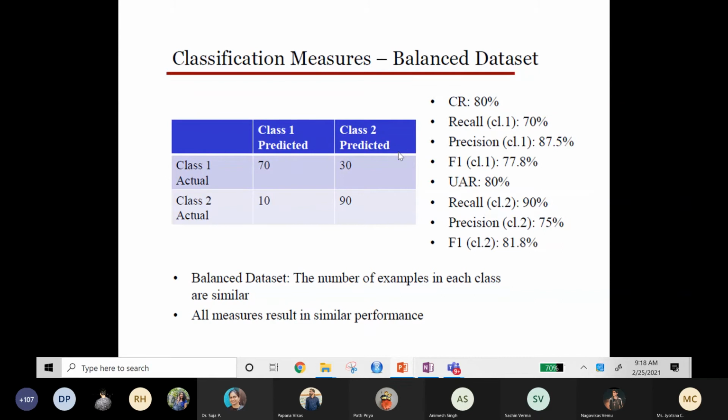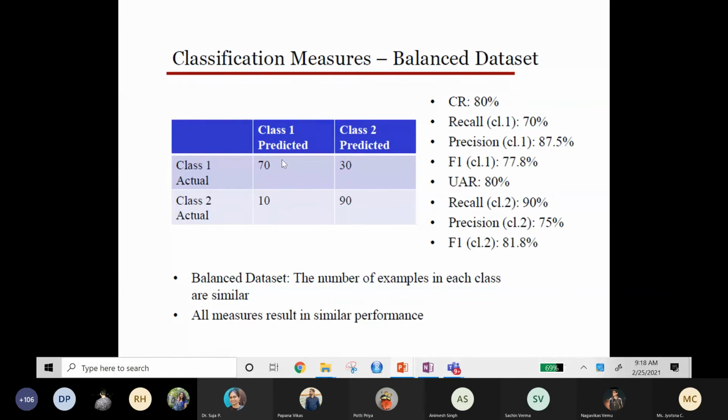Okay, so now how do you find the recall based on class 1? Tell me. 70 divided by 70 plus 10. 70 is true positive, divided by this total. Okay, so 70 divided by 70 plus 10.